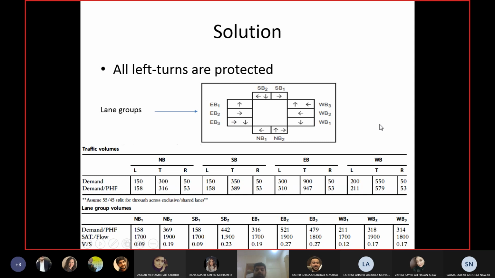Normally this data comes from the field. You go to the field and observe out of all the vehicles which are going through, how many choose the exclusive lane and how many are choosing the shared lane. Okay, this data should come from the field, but a reasonable assumption is that 55% vehicles will choose the lane which is exclusive, and 45% vehicles will choose the lane which is shared. So eastbound 2 or westbound 2 will have 55% of the total through flow rate, and eastbound 3 and westbound 3 will have the remaining 45%.